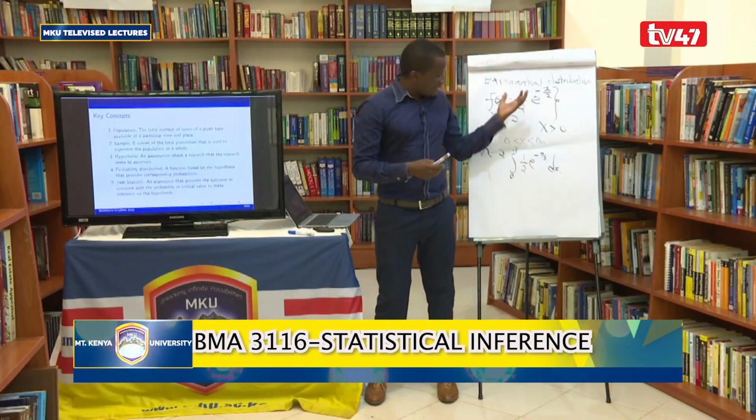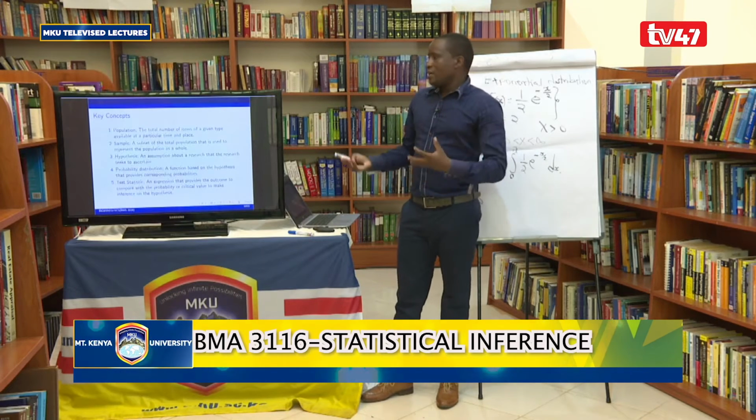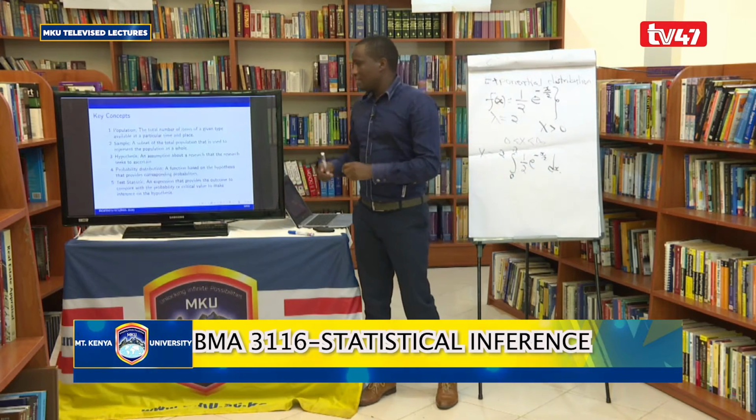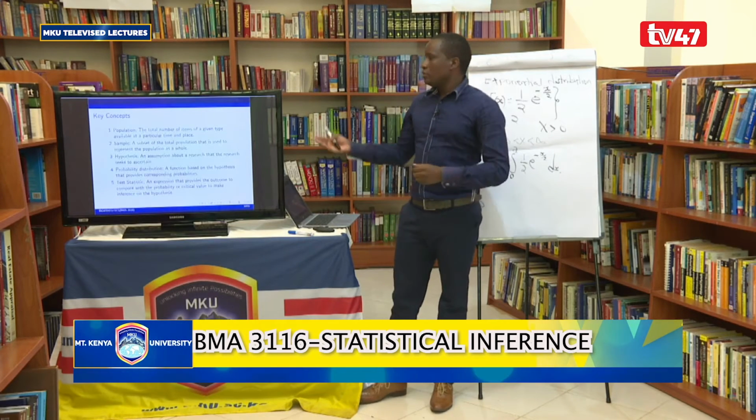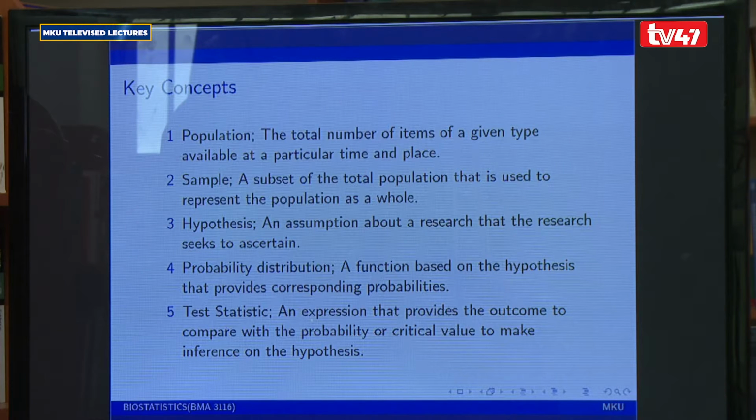There are several distributions in theory that can be applied in statistical inference, but we will specify and look at one major distribution that is of help when it comes to statistical inference. Now, another concept is that of a test statistic. This is an expression that you calculate from the data that you've collected that will help you in making a conclusion on whether to accept or reject the null hypothesis. This conclusion is based on calculating that test statistic and comparing it to what we call a critical value.